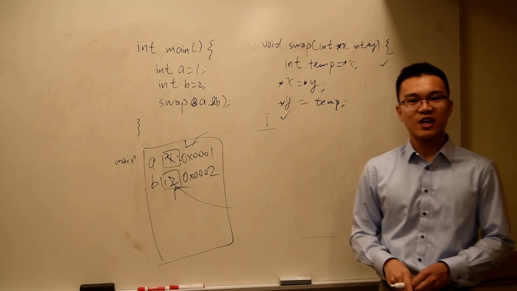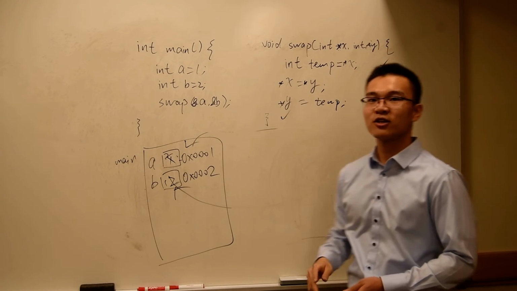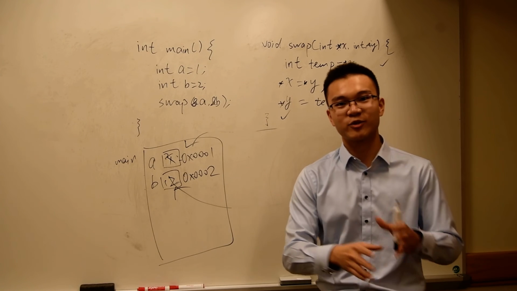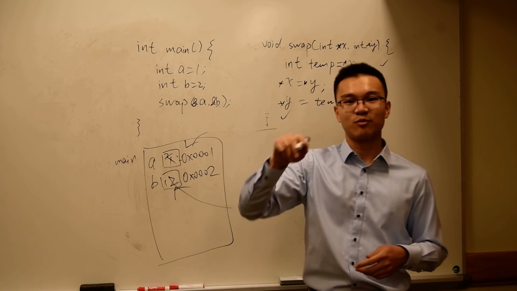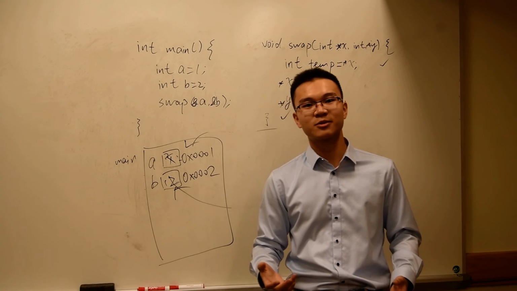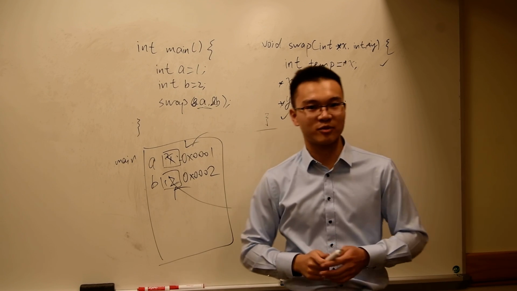So let's review. If you want to change the actual value of an object when you pass it into a function, you can either pass by reference, which is creating an alias for the object itself with the ampersand symbol, or you can pass by a pointer, which creates a new object in memory that stores the memory address of the original object.